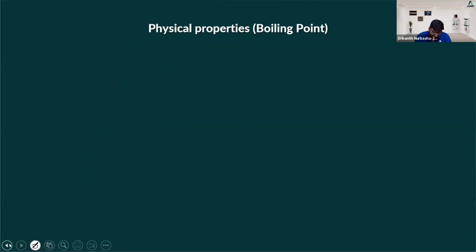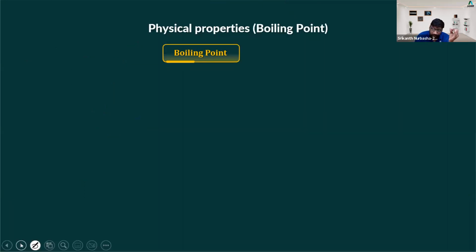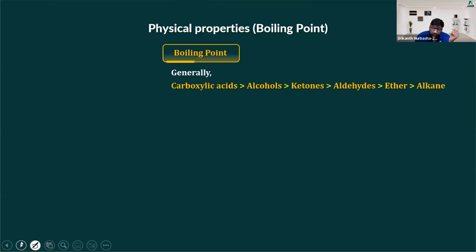After the preparations of phenol, students, phenol you have prepared from Dow's process, from cumene, from benzene sulfonic acid, and also from diazonium salts. After that, you can go with the physical properties, boiling point. Generally, this is the order of boiling point. Carboxylic acids will have the greatest, then alcohols, then ketones, then aldehydes, then ethers, and then alkanes. Why will the carboxylic acids have the greatest boiling point?